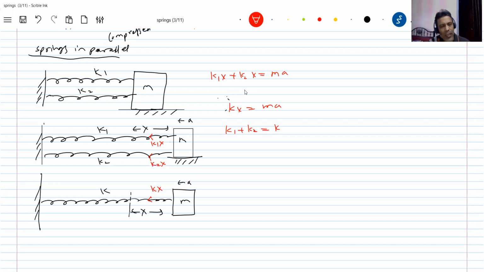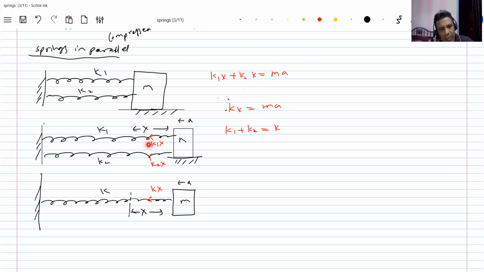So if the two springs are connected in such a way that I want to replace them with an equivalent spring, then the equivalent spring constant should be K1 plus K2. I'll call them parallel. Sir, what do you mean by parallel? Here the assumption is that both will have the same elongation. You can see, I'll displace the block.